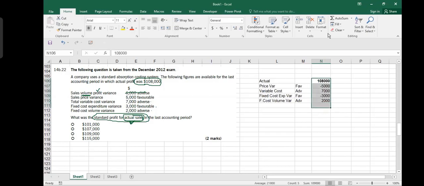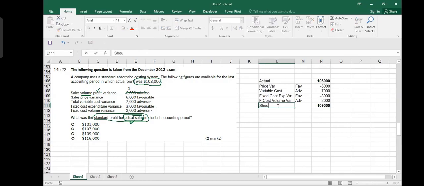Just make a total: 109,000. Your profit should have been 109,000. You only need to understand which one you should minus, which one you should plus. Favorables you should minus, adverse you should add. And why do you do that? Let me tell you. Okay, the question is done. Answer is 109,000.